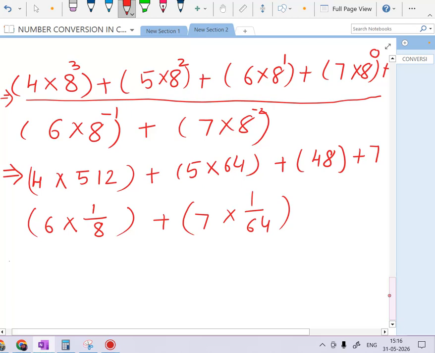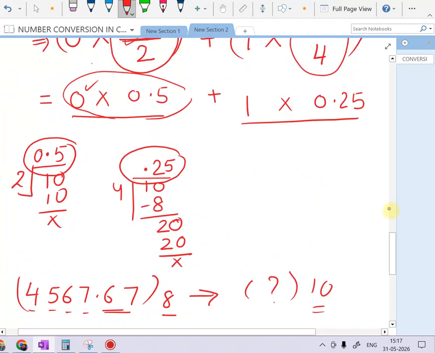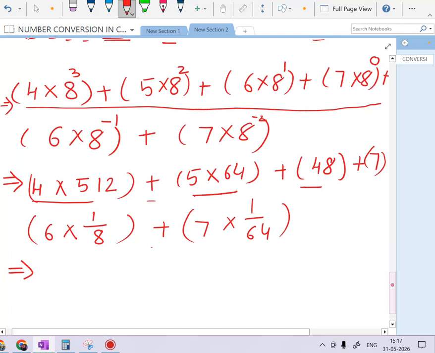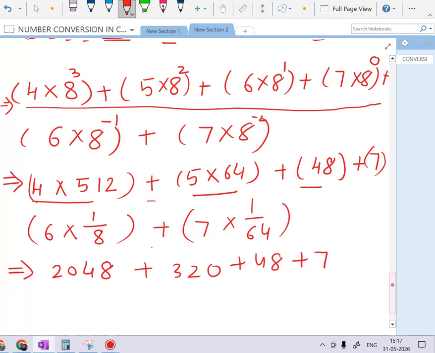Now what you have to do here, you have to add it. First you have to add it, but before that, let's solve this portion. Remember it. Let's solve this portion. So what answer are you getting here? It is 2048. And then plus it will be 320. 48 is very simple. Note it down, and then plus 7.